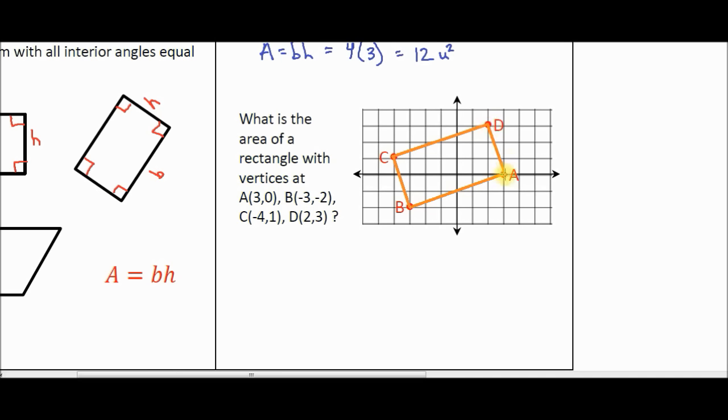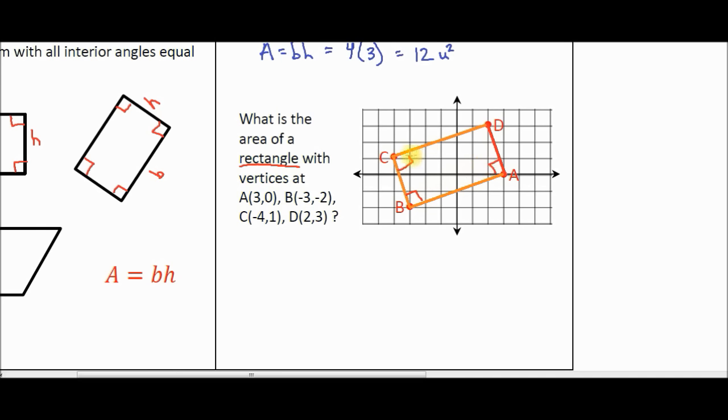Now, pause the video if you need to get that completed, and then take a look at the question. It says, what's the area of a rectangle? So I don't have to guess whether this is a rectangle or not. I know that it's a rectangle because the question tells me that. That means I know these are all right angles.